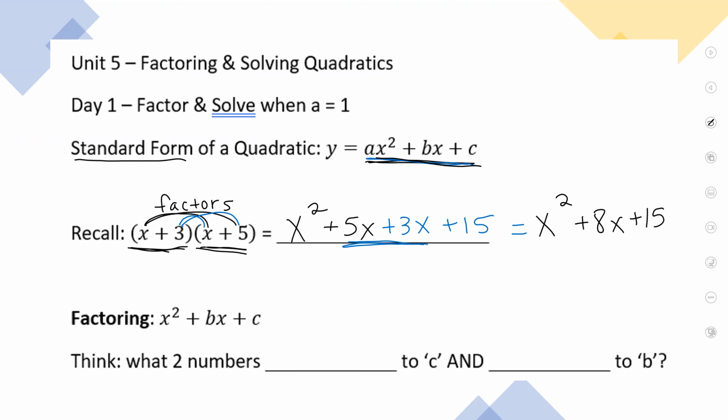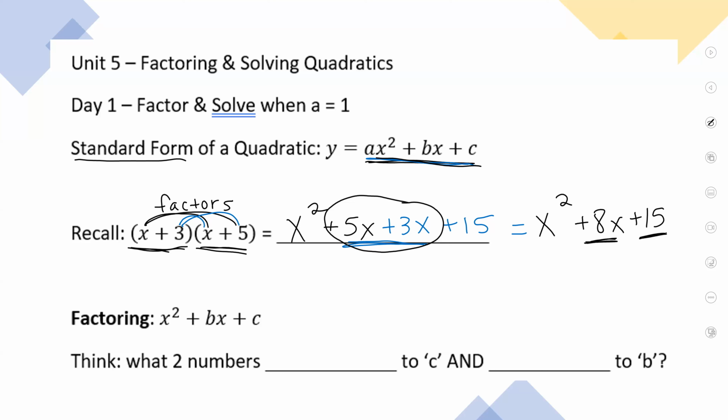Now, I want you guys to notice these numbers, 5 and 3. Do you guys see how 5 plus 3 is 8, but 5 times 3 is 15? Do you guys see that? Okay, so that's important. What we're going to be doing today is we're going to be thinking of two numbers that add to something and multiply to something else, okay?